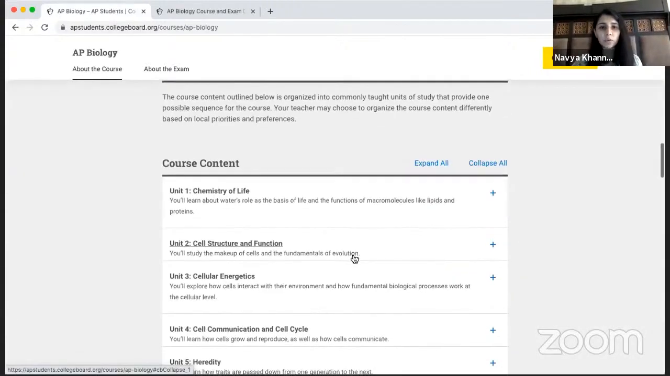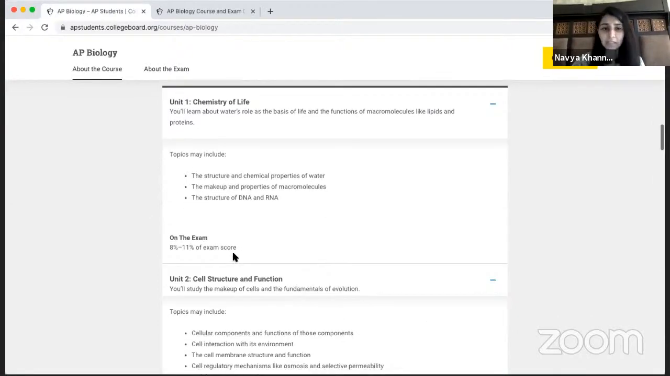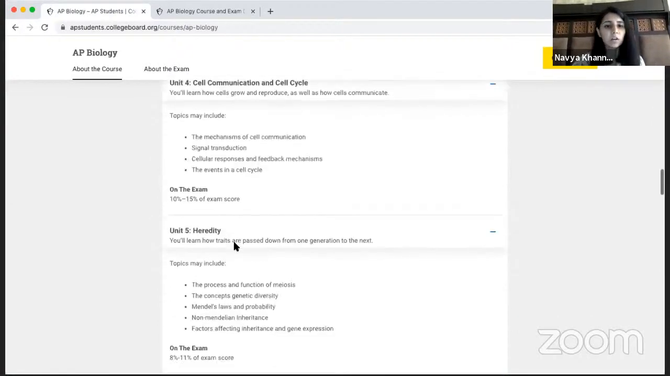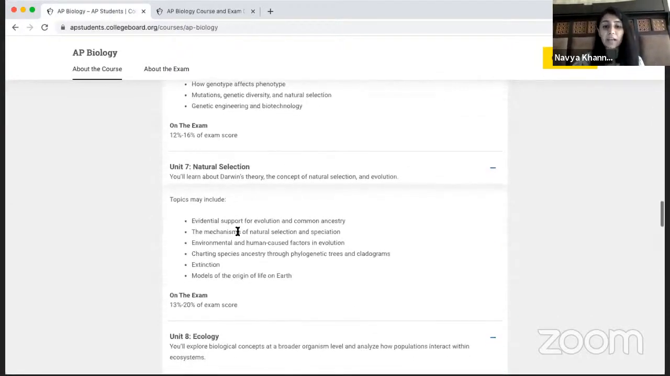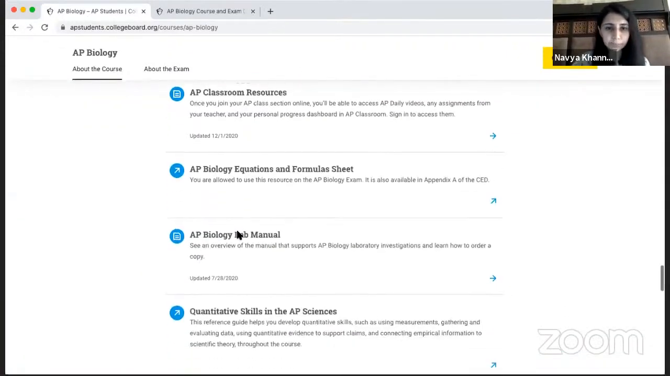So here is what they've given you, the course content. You can expand all, and then they give you a weightage, and they've given you topics may include. So this is again very high level that they've given you, right? Weightage and what it includes at a high level. Now let's go into the details, right?